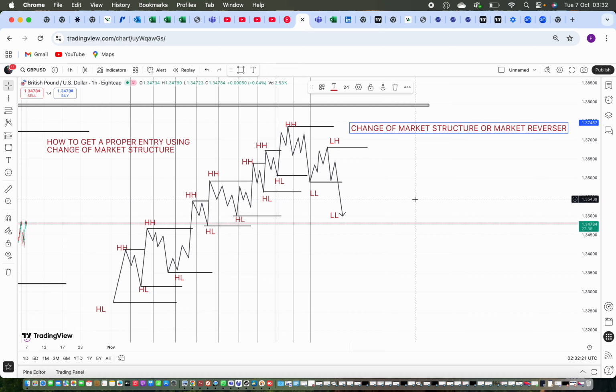So first, guys, for you to get a proper entry, most of the entries that I've taken on this challenge are from the change of market structure or reversal strategy that I used. And that is what I want to explain in this video. First, you need to understand market structure. And if you've not understood market structure, this is going to be a bit difficult for you.